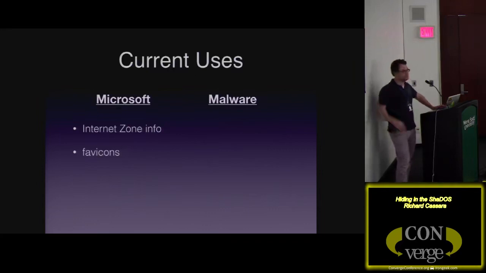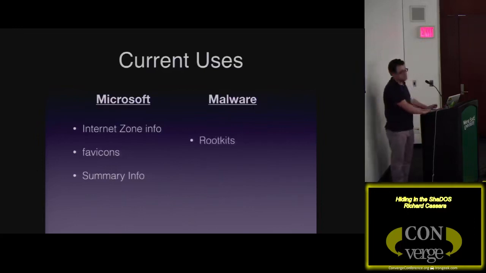There are also the favicons for your bookmarks in IE. Those are kept as a stream on those links. Additionally, a lot of the summary info for a file can be kept in a stream. And then on the malware side, we see lots of rootkits use alternate data streams, because it makes the data really hard to find if you put something as an alternate data stream and it doesn't exist anywhere else on the system.